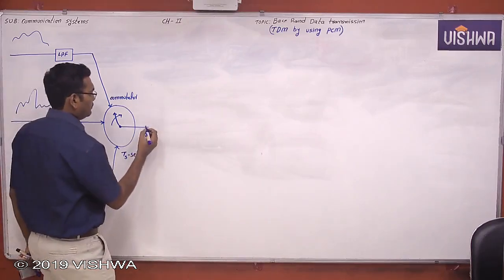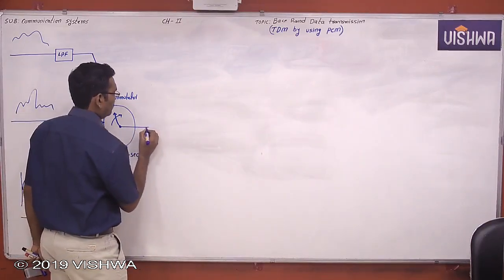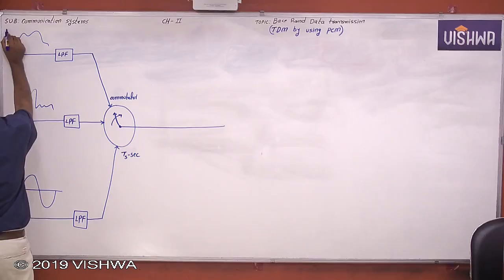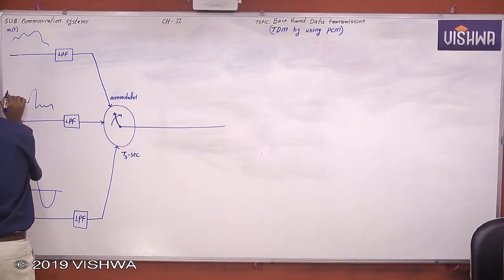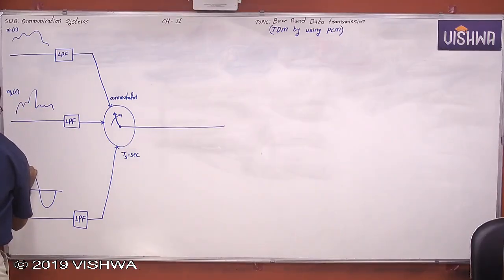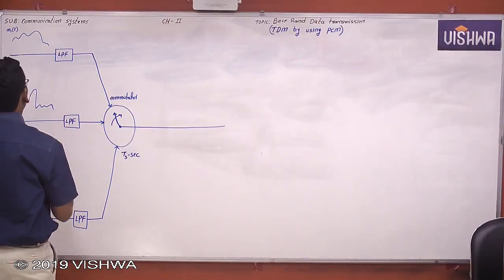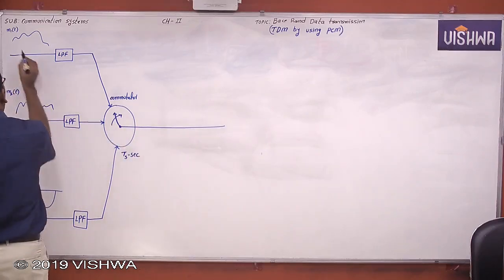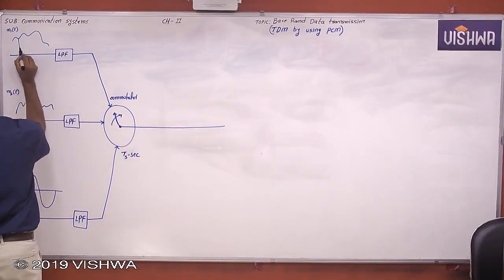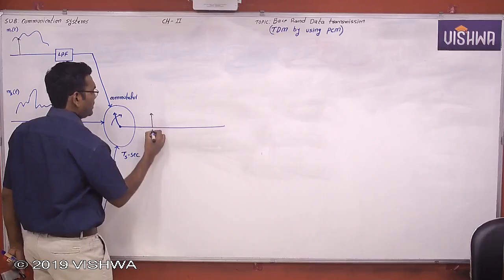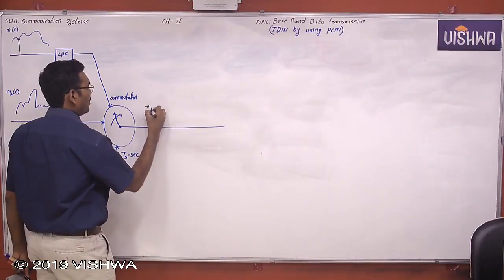Now see. Now I will write here. This is the first message signal. This is the second message signal. And this is the third message signal. Now at t1 seconds, the commutator is collecting the first sample of the first message signal.